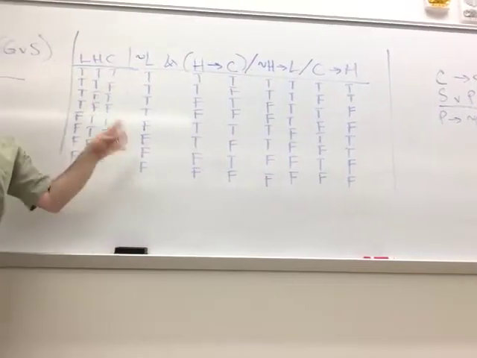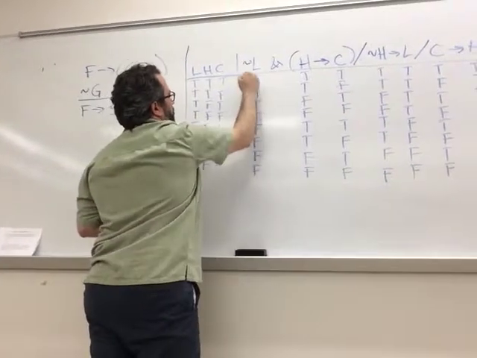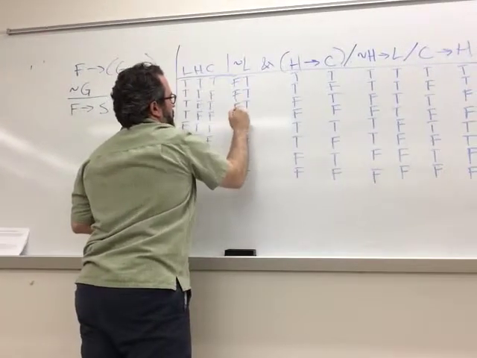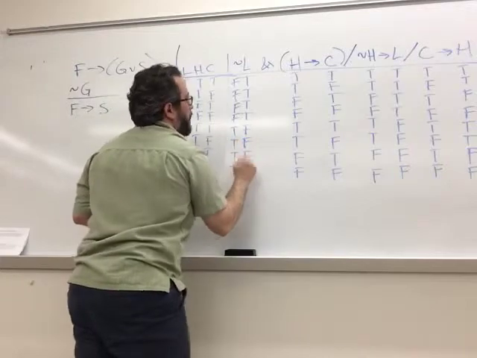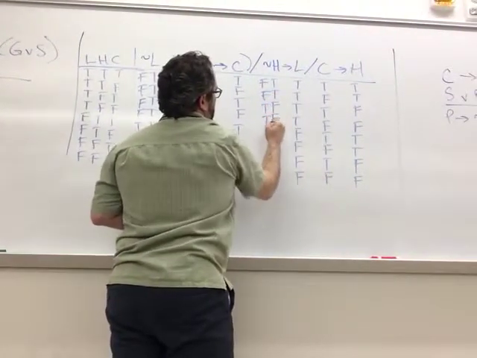Let's take out all of our negations first. Those are going to have to be done right away. So instead of L, we have not L, so reverse everything here. And we got a not H over here, so we've got to negate everything there.